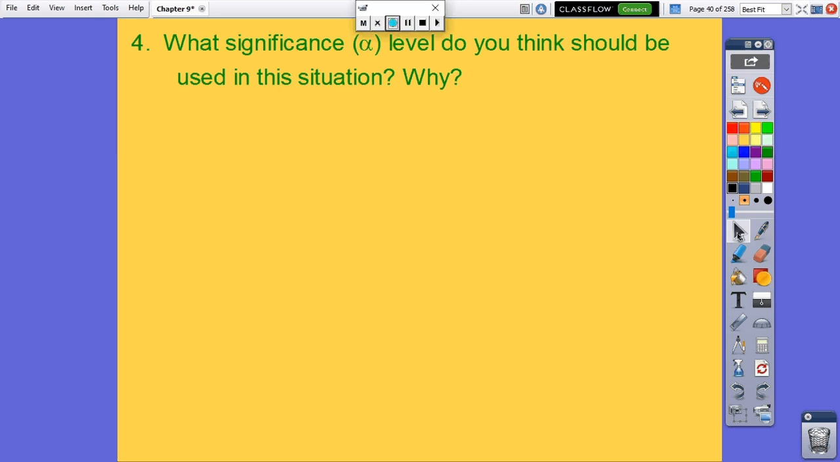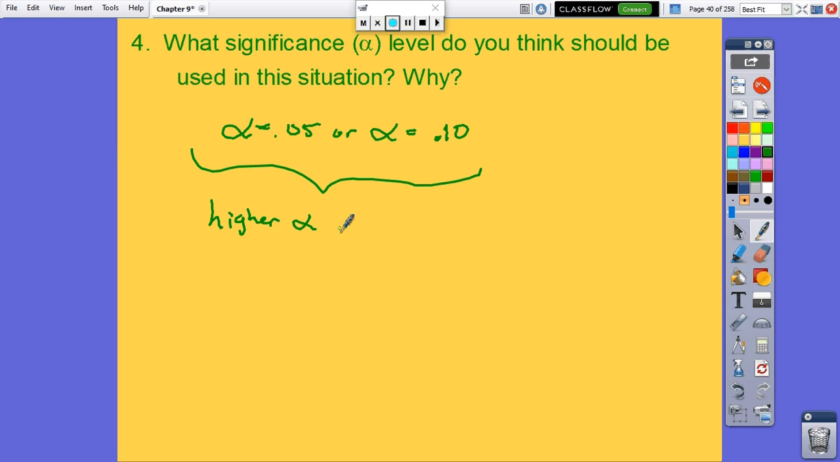So we might go with our standard 5% alpha level. So maybe alpha equals 0.05. Or we could go a little bit higher, like maybe 10%. I would say 1, 5, 10%. Those are the ones you're primarily going to see used in problems. And so, again, we'll just state a higher alpha will result in the null hypothesis, the H sub naught, being rejected more easily.